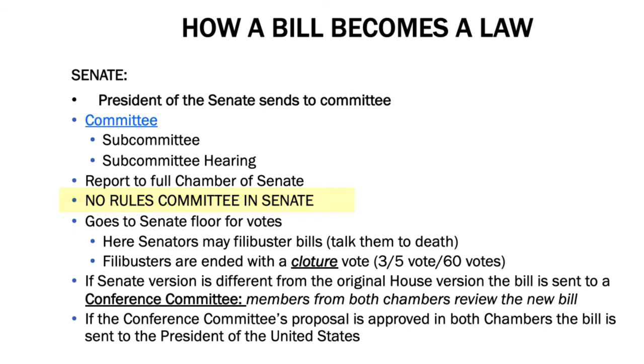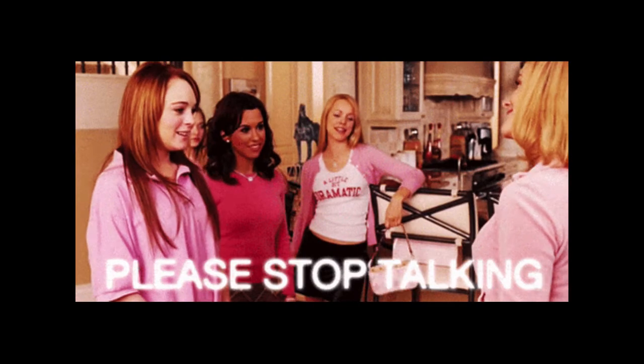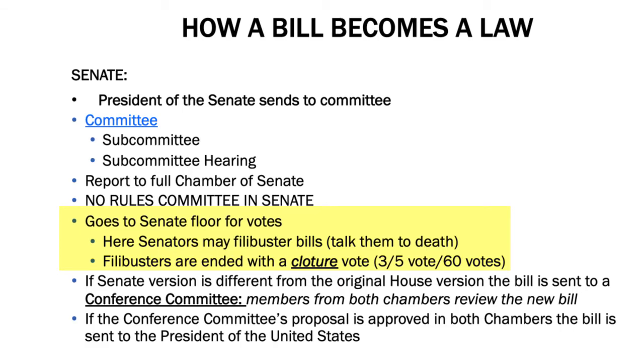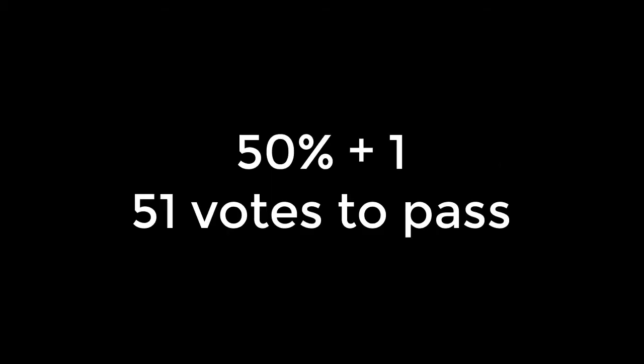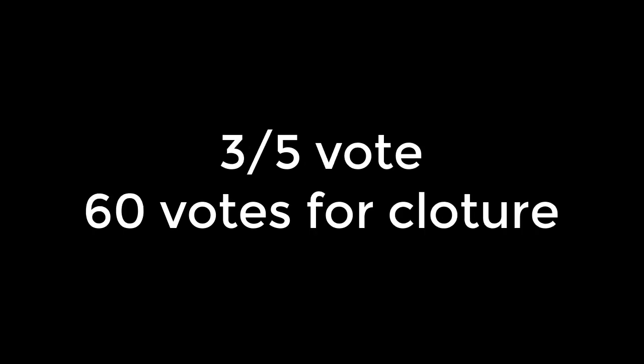So if a bill makes it through the committee stage in the Senate and goes to the floor for a vote, there are no rules on how long members can debate. So if senators really want to see a bill fail, they can literally talk and talk and talk and talk, preventing any action from being taken on the bill. This is called the filibuster, and it's a unique power of the Senate. While a bill in the Senate only needs a simple majority, or 51 votes, to pass, a 3/5 vote, or 60 votes, is required to end members' filibusters. This is called a cloture vote.